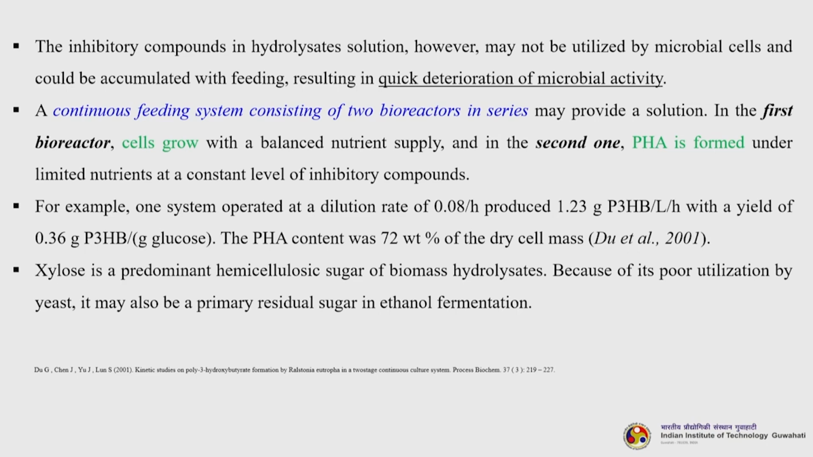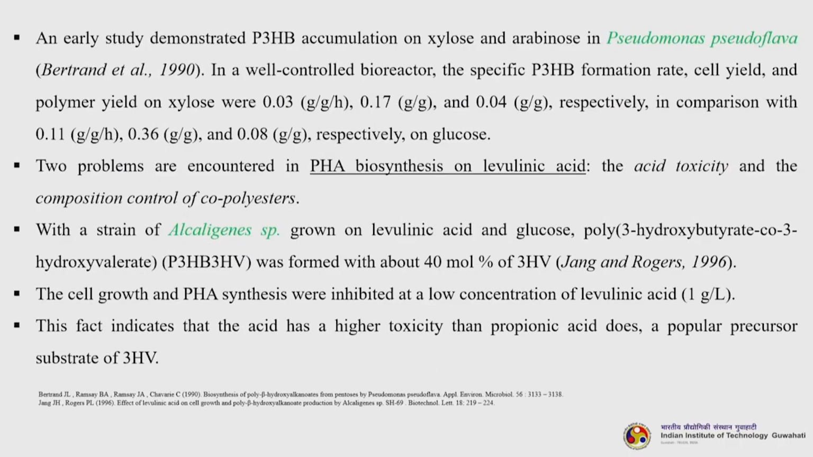Xylose is a predominant hemicellulosic sugar of biomass hydrolysates. Because of its poor utilization by yeast, it may also be a primary residual sugar in ethanol fermentation. An early study demonstrated P3HB accumulation on xylose and arabinose in Pseudomonas pseudoflava. In a well controlled bioreactor, the specific P3HB formation rate, cell yield and polymer yield on xylose were 0.03 gram per gram per hour, 0.17 gram per gram and 0.04 gram per gram respectively, in comparison with 0.11 gram per gram per hour, 0.36 gram per gram and 0.08 gram per gram respectively on glucose.